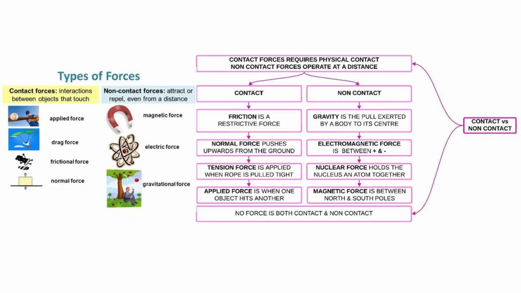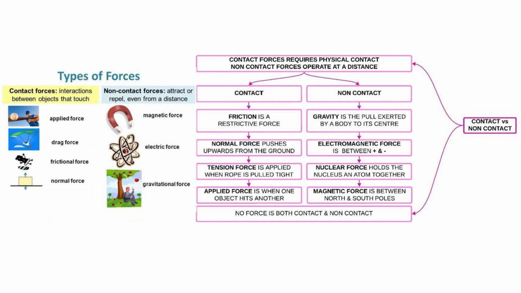Next, we've got contact versus non-contact. Contact forces require physical contact and non-contact doesn't, or they work at a distance. So the contact forces are friction, which is a restrictive force or a force against motion. Normal force pushes from the ground upwards. Tension force is applied to a rope when it's pulled tight, and applied force is when one object hits another.